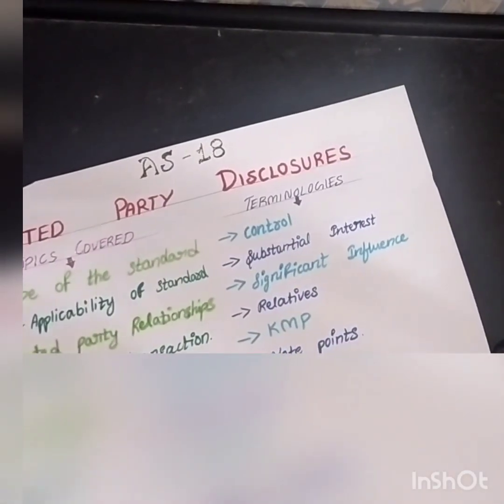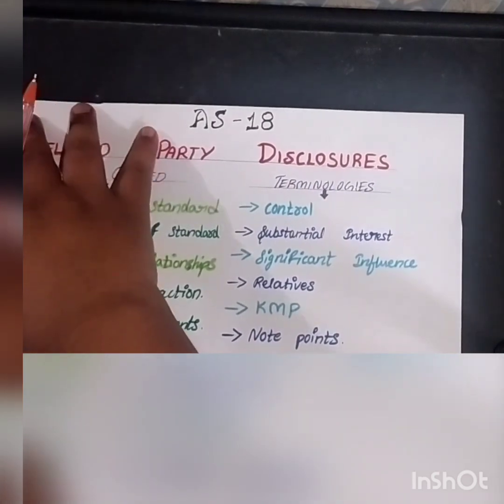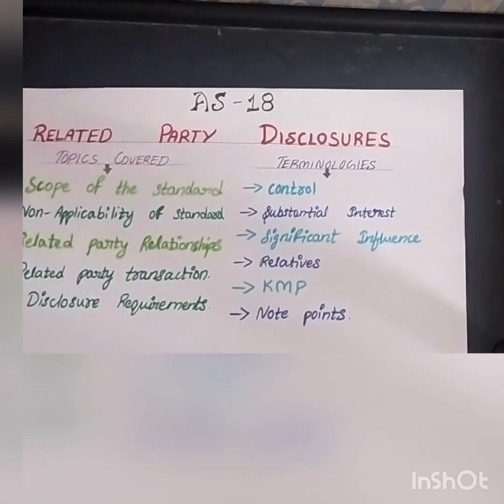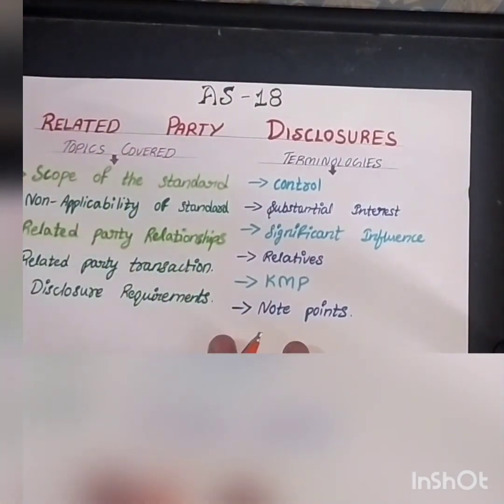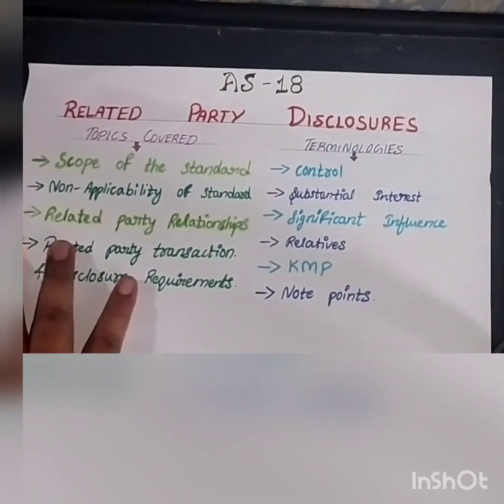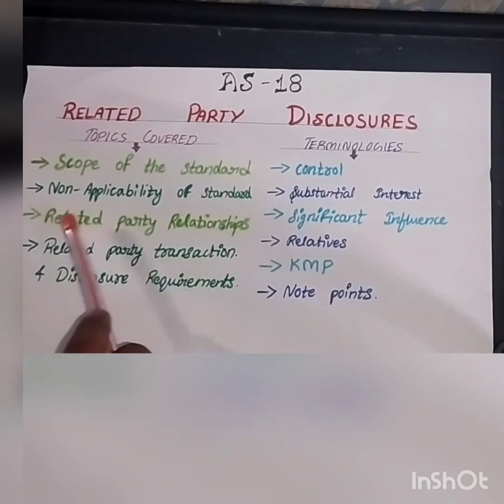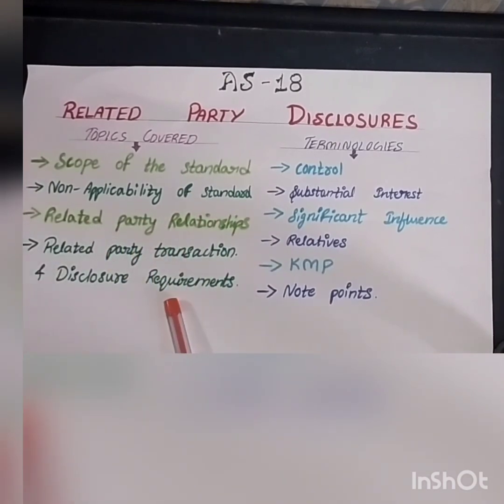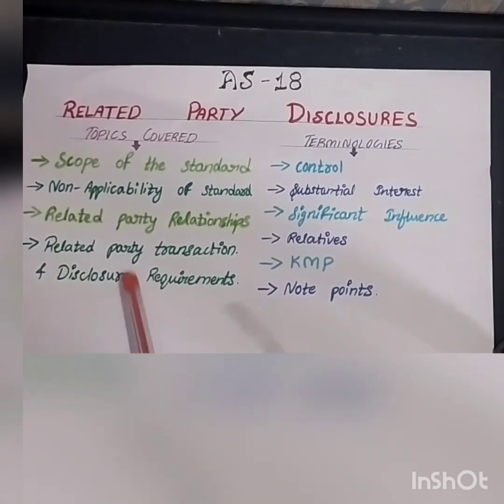I'm getting habituated to that number 13. So, yes, Accounting Standard 18. These are all the topics we have discussed today. Just an overview of the topics: the scope of the standard, we have discussed. Non-applicability of the standard, yes, we have discussed. Related party relationship, related party transaction, and disclosure requirements, just now we have discussed these 4 topics. Yes, the 4 topics are clear.